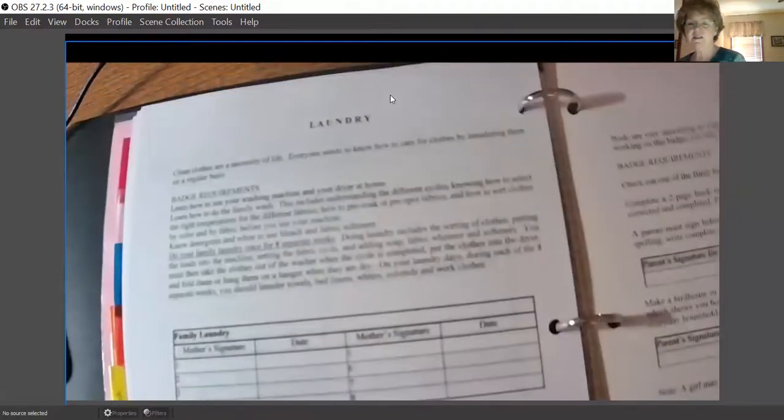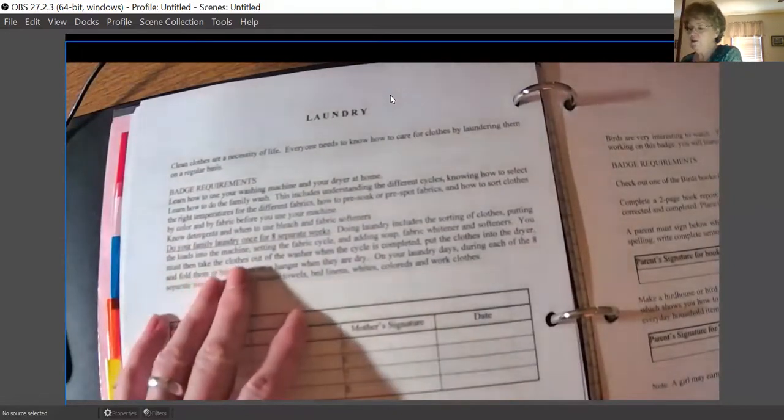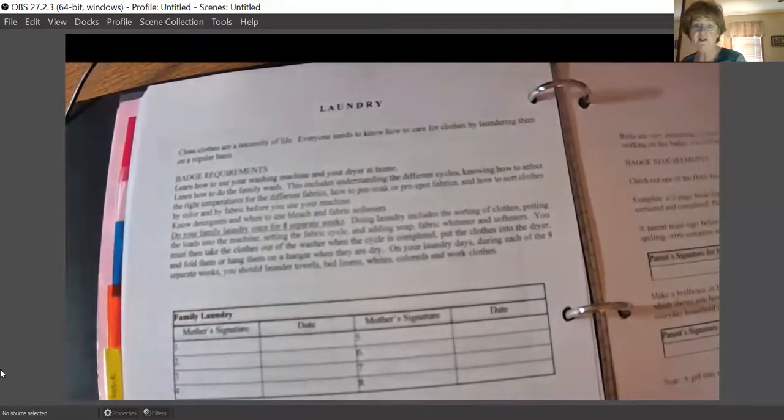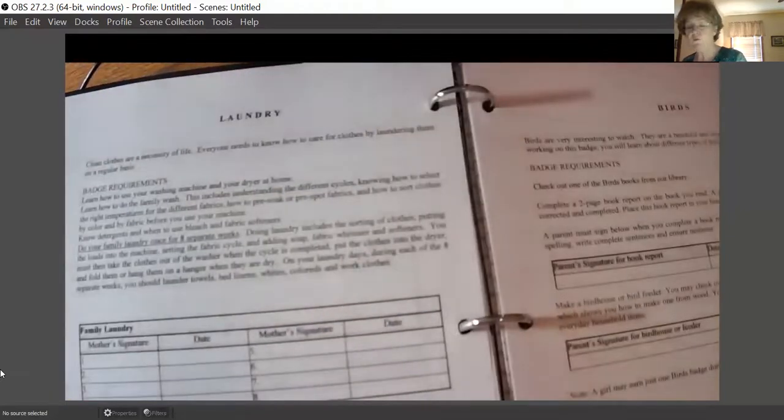And the last domestic badge here is the laundry badge. They have to do their family's laundry once a week for 8 weeks. They don't have to do all the laundry all week long, just once a week, but they do have to know how to sort the laundry, how to use the machine, how to set the dryer settings. In other words, how you do your laundry, how you like your towels folded, how you like your socks folded. This is your chance to teach your girl that.